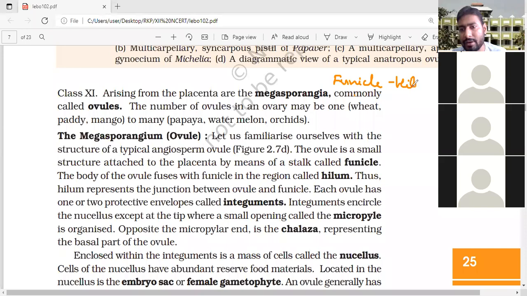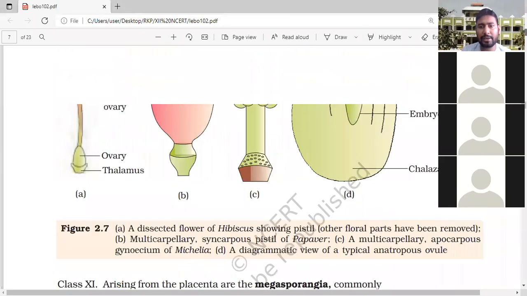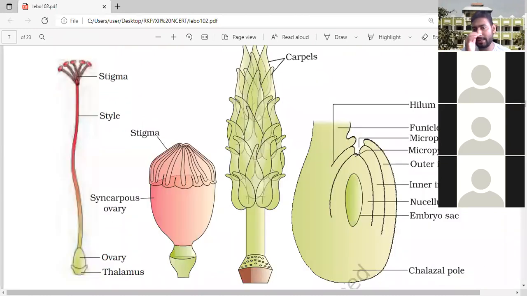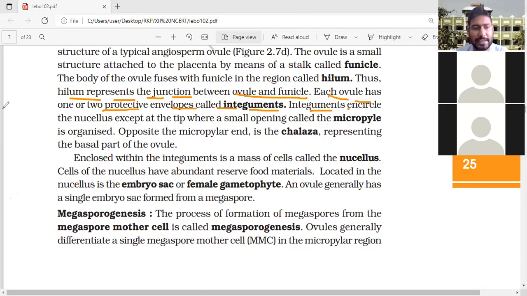I'm giving one homework. I'm showing you this figure. Can you tell the exact position of hilum? Oh, they have already given the hilum position. Don't find it. Integuments encircle the nucellus except at the tip where there is a small opening called micropyle.